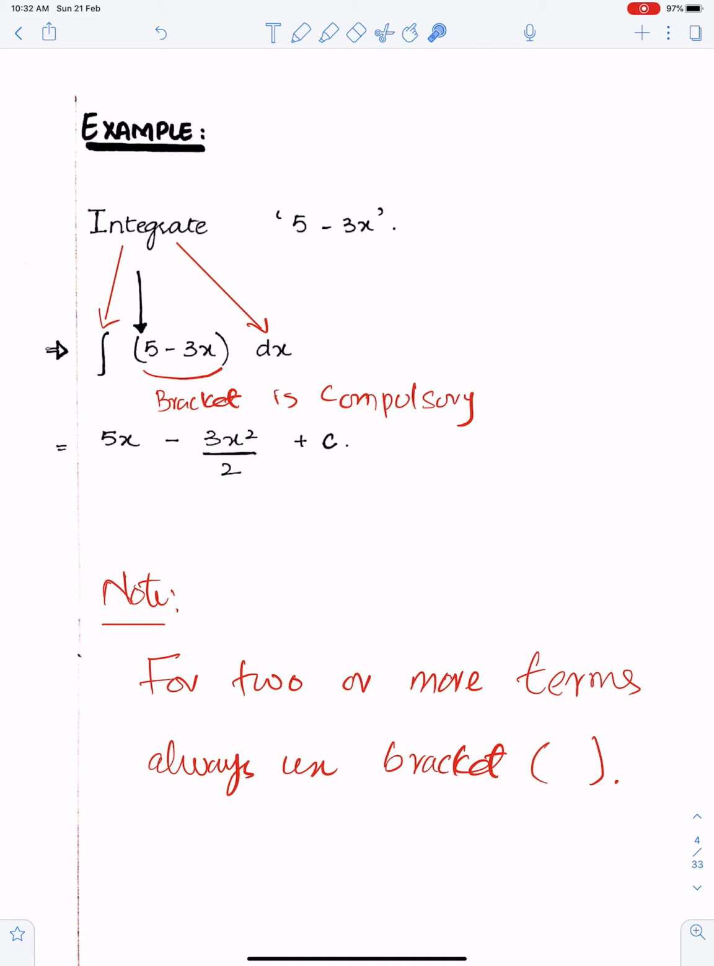When you integrate a constant, you write x with the constant. So this 5 will become 5x. And this minus 3x will become minus 3x power 2 over 2, because we add 1 in power and we divide the term by the resultant power. This x has power 1, so when you add 1 in this power, this will become 2. And 2 must be here because we divide the term by the resultant power. And this is the constant of integration. Since this integration is without the limits, meaning indefinite integration, we always write the constant when we integrate the function or polynomial.